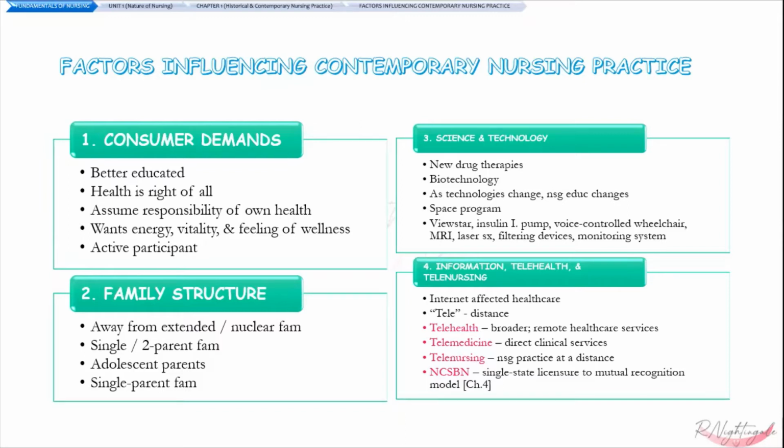Telehealth recognizes no state boundaries, and subsequently, licensure issues have been raised. For example, if a nurse licensed in one state provides health information to a client in another state, does the nurse need to maintain licensure in both states? The NCSBN, or the National Council of State Boards of Nursing, endorses a change from single state licensure to a mutual recognition model. Many state legislatures have adopted mutual recognition language into statutes and are currently implementing it.